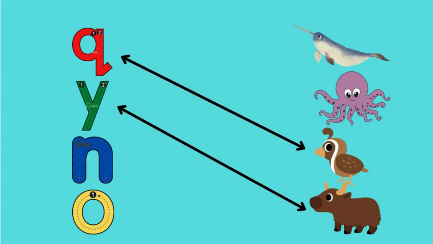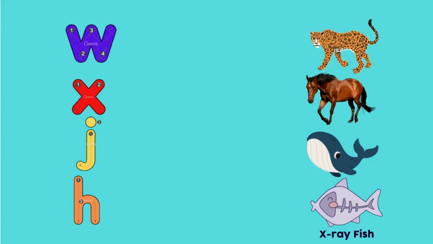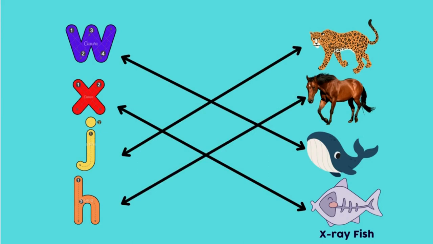O is for, tell me, octopus. That's right. W is for whale. X is for x-ray fish. J is for jaguar. And the last one, H is for horse. Good job.